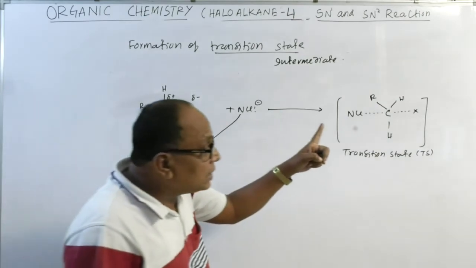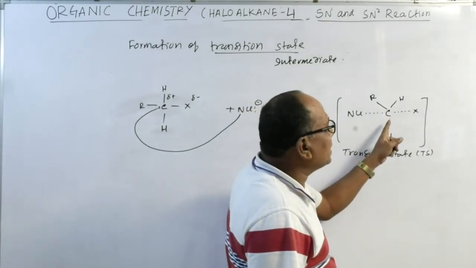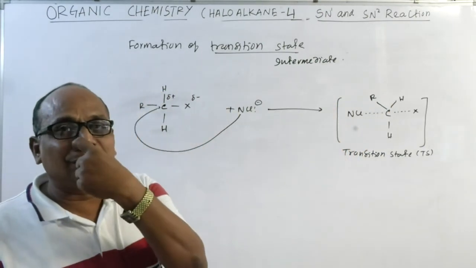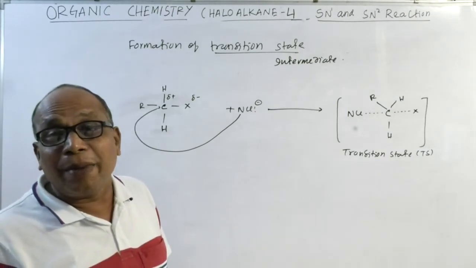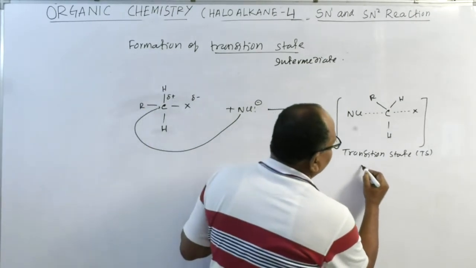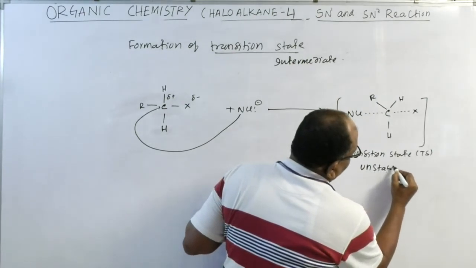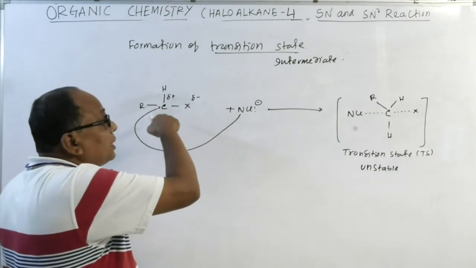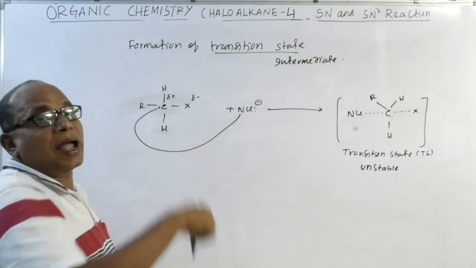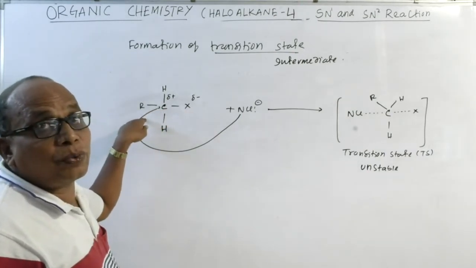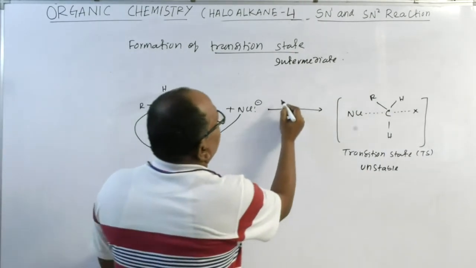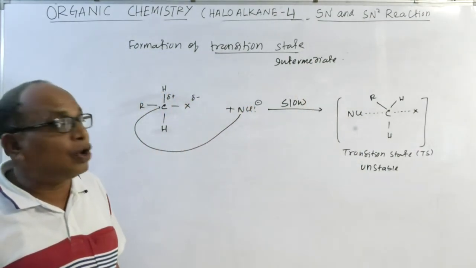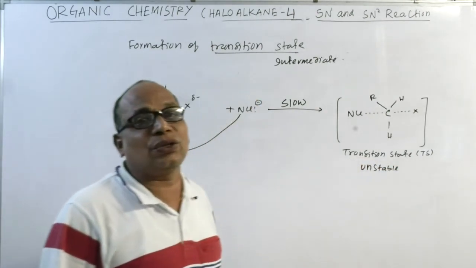You see, in this transition state, the carbon atom possesses 1, 2, 3, 4, 5 valency. But carbon has 4 valency. When it has 5 valency, it becomes unstable. So, the formation of the transition state by the attack of the nucleophile from the opposite side of the halogen atom to the carbon atom is a slow step. So, formation of a transition compound is a slow step.